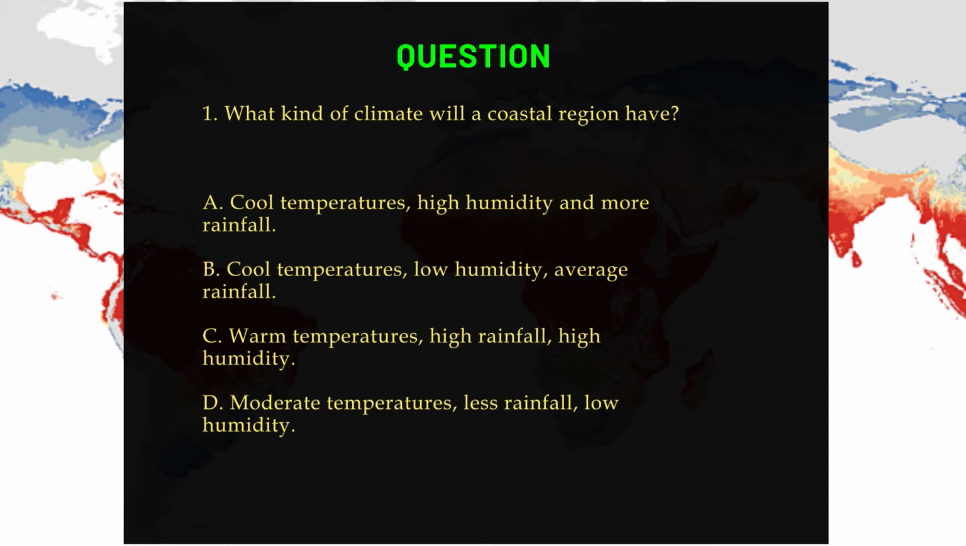Question 1. What kind of climate will a coastal region have? A. Cool temperatures, high humidity, and more rainfall. B. Cool temperatures, low humidity, average rainfall. C. Warm temperatures, high rainfall, high humidity. Or D. Moderate temperatures, less rainfall, low humidity.